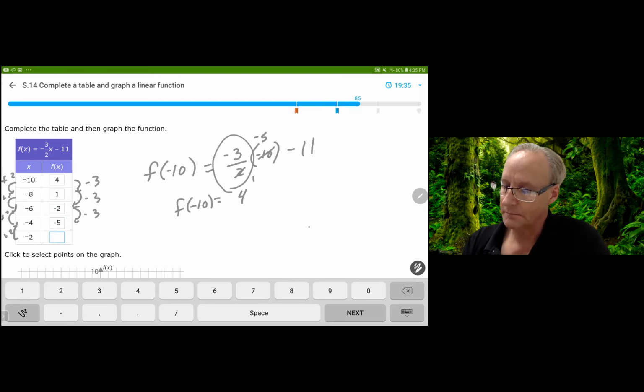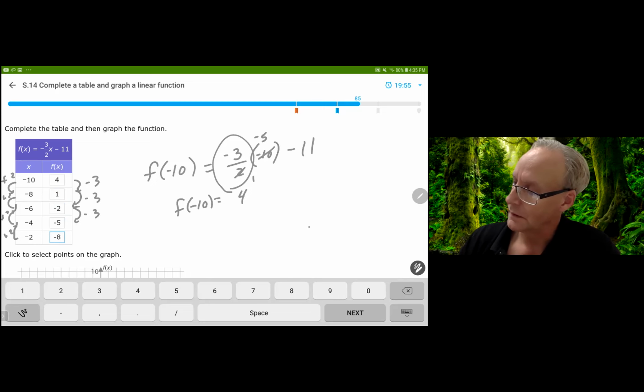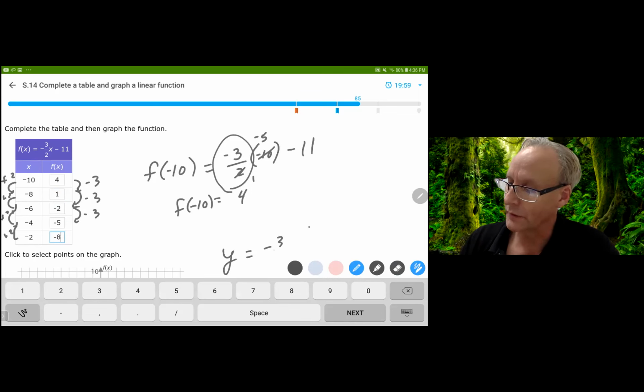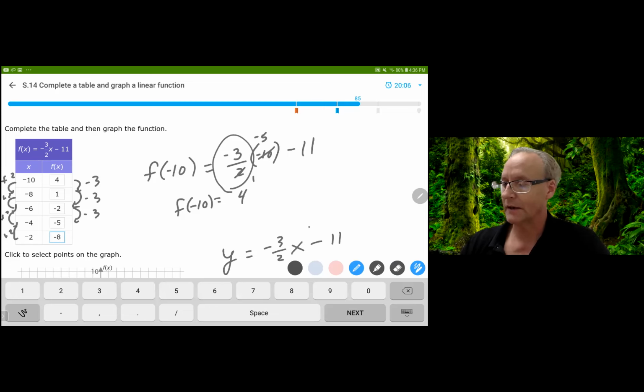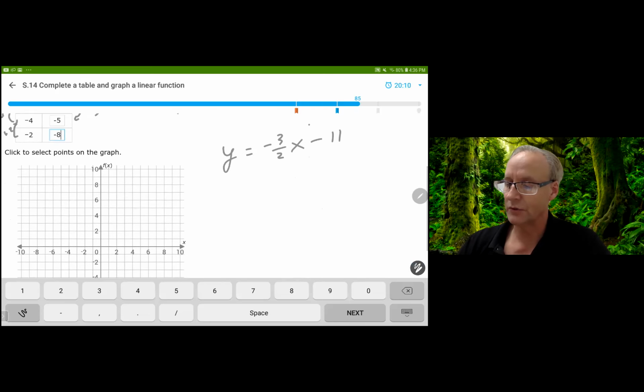Now, if these x's had not gone up 2 every time, then I would have had a lot harder time, and I would have had to substitute it in and yada, yada, yada. But as it is, I've got lots of points to choose from, and I'm going to rewrite my equation one more time. Let's write it. y equals negative 3 halves x minus 11. And there is a problem here. I can't put the negative 11 on my graph, can I? See what I mean? The negative 11 doesn't show up on my graph.